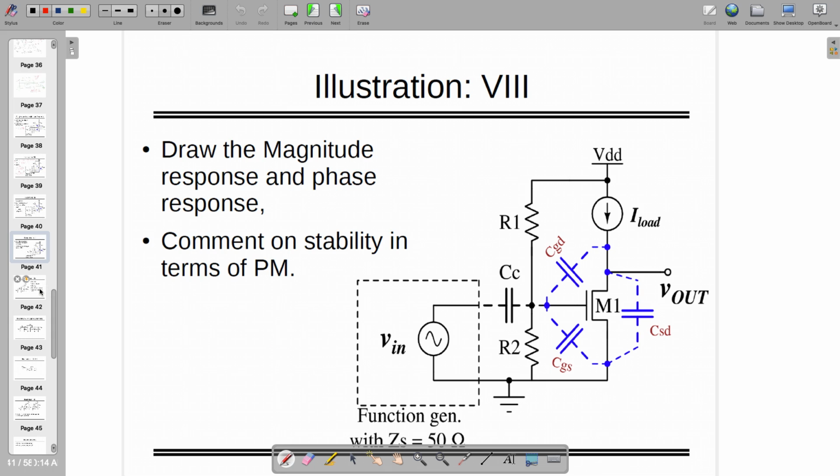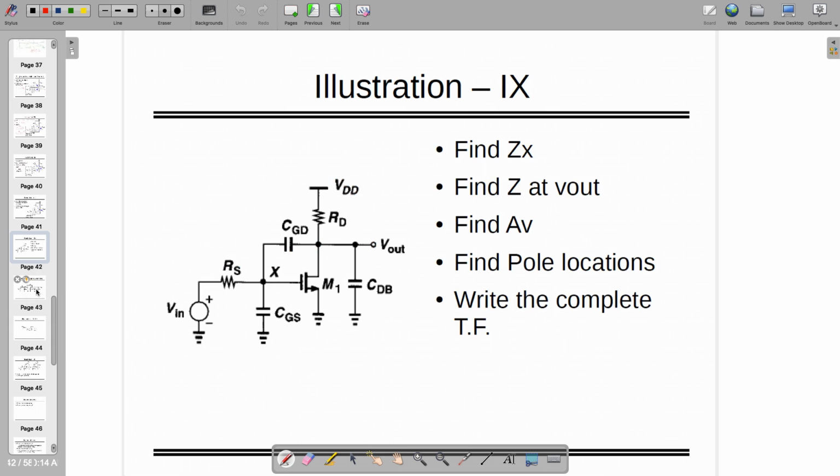Now we also talked about the magnitude response, phase response, and we can comment on the stability. So for such a system, it's always stable because it's only a single pole dominant system. That is the reason, right? Now I'm asking you to find out the following things.